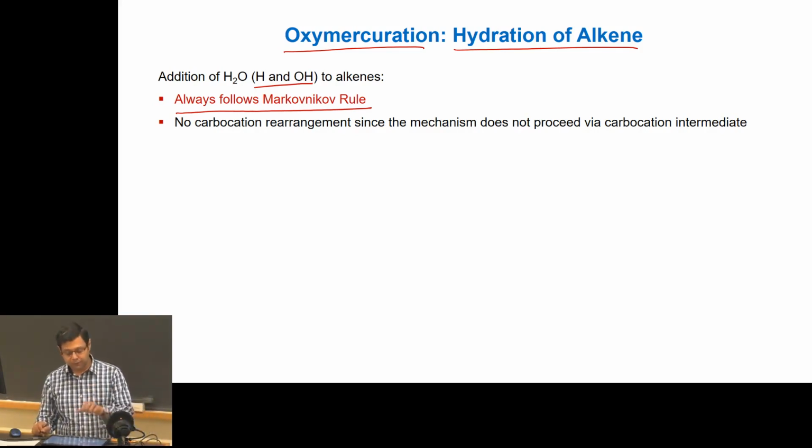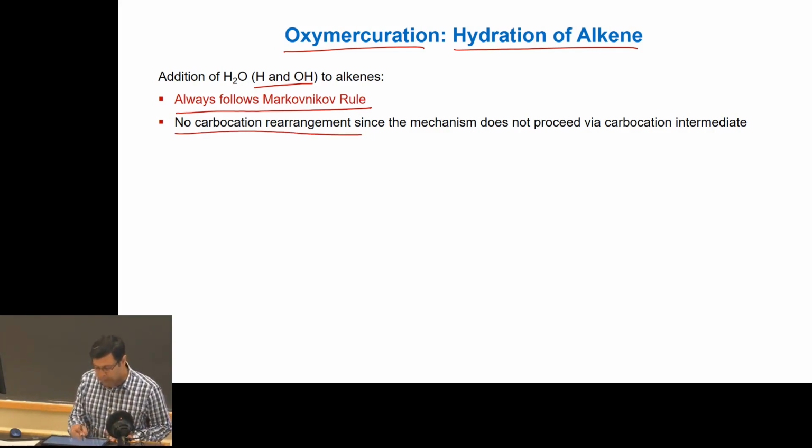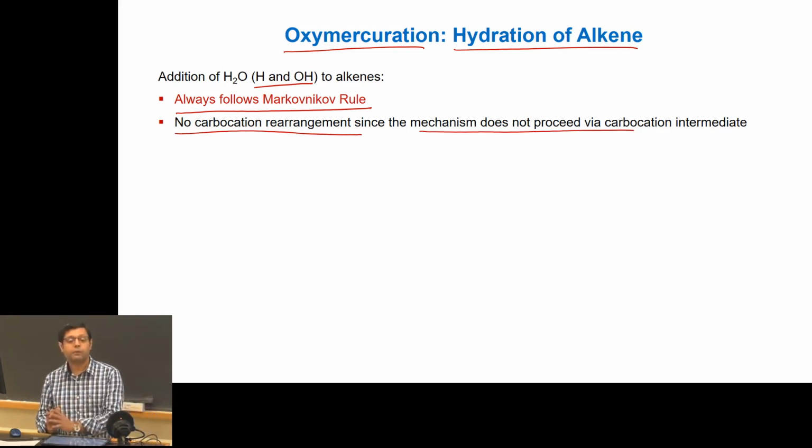The key difference between this reaction and hydration is that there is no carbocation rearrangement, because the mechanism does not proceed via a carbocation intermediate. So in this reaction, there is no upgrade in stability, there is no 1,2 methyl shift or a 1,2 hydride shift. All you're doing is installing the OH on the more substituted carbon of the double bond, period. All right. So let's look at this reaction and the reagents in this reaction.